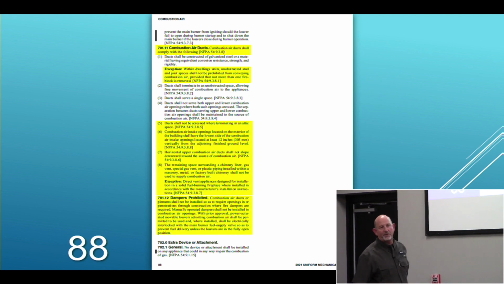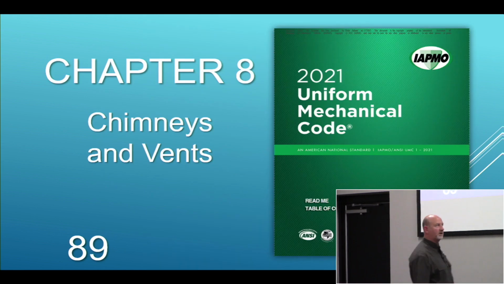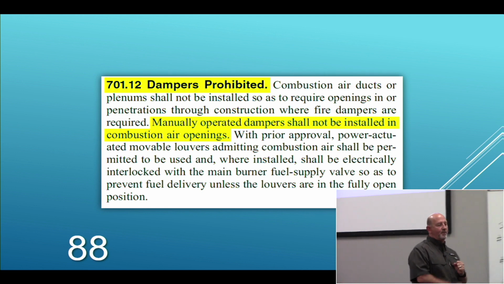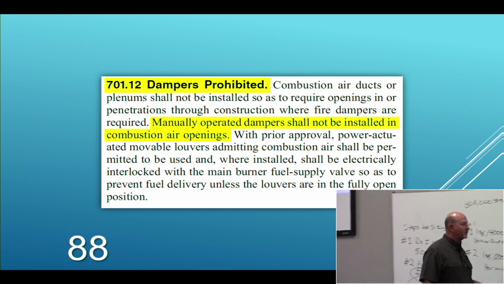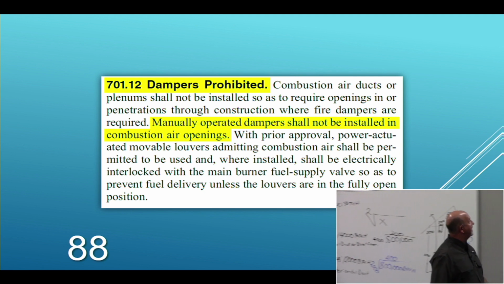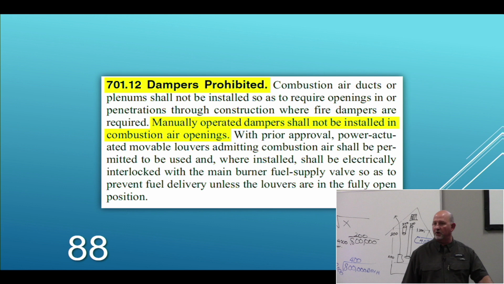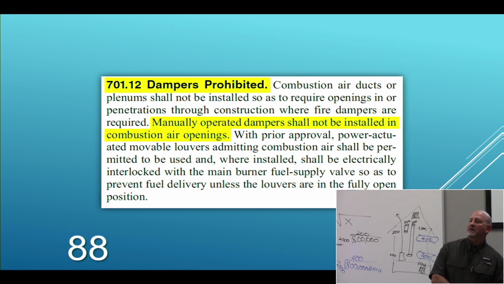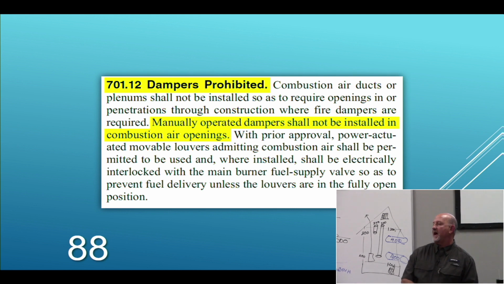My favorite paragraph in the whole code book, I think. 701.12, dampers prohibited. Second sentence. Manually operated dampers shall not be installed in combustion air openings. The reason this is one of my favorite things in the code book is because every time I read that, my brain says, who's stupid enough to close a manual damper in a combustion air duct?